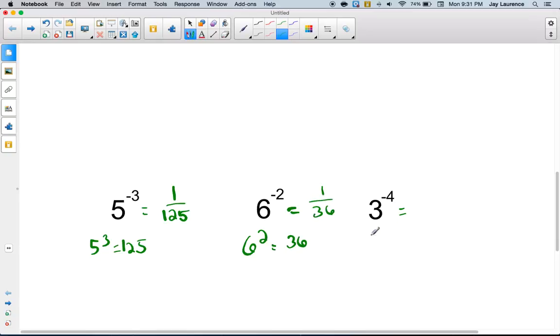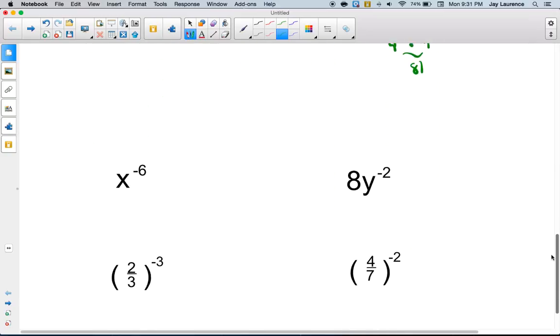3 to the negative fourth, well, that's 3 times 3 times 3 times 3, right? And let's see here. 3 times 3 is 9, and 3 times 3 is 9, and 9 times 9 is 81. So 3 to the fourth is 81. 3 to the negative fourth is 1 over 81. Oh, this stuff isn't too hard.